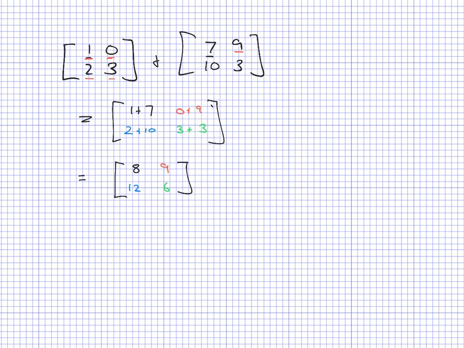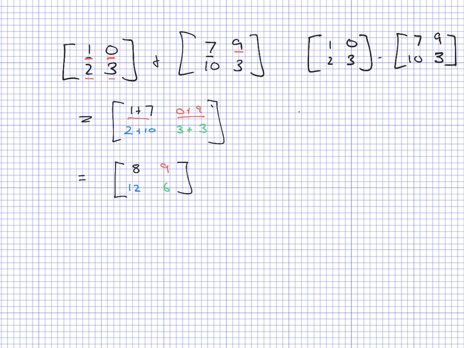And those come from the original positions in the original matrices. All right, so top left finishes top left. Top right finishes top right. So on and so forth. And it's the same for subtraction. So we'll do the same two matrices for subtraction. All right, 7, 9, 10, 3.